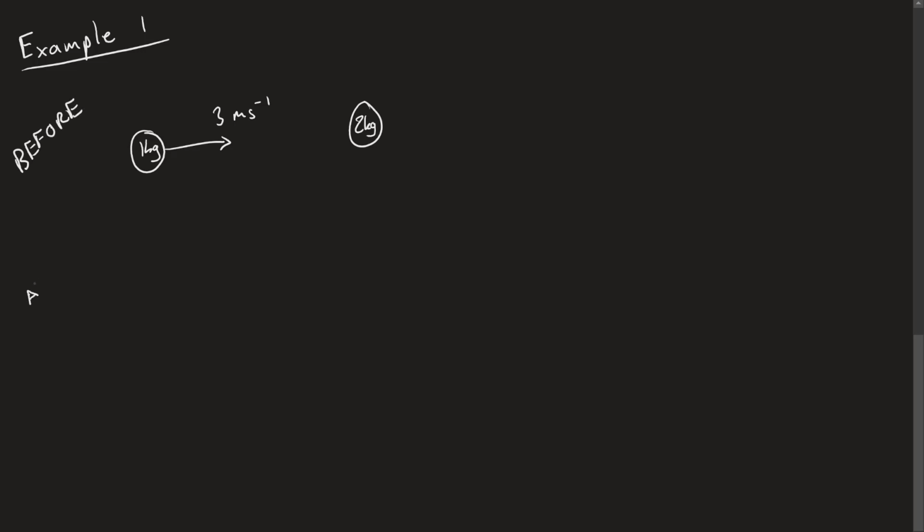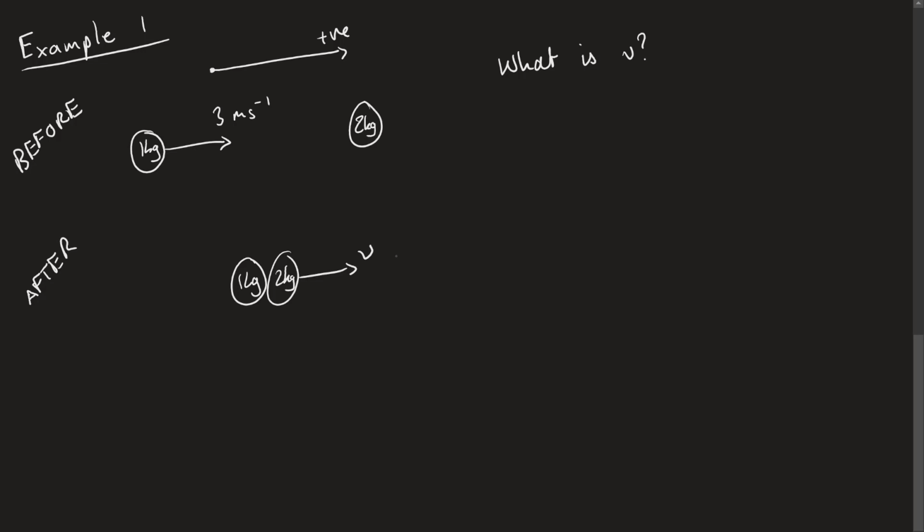Then after the collision, it collides with the ball, and these 2 balls stick together and they both move at some velocity v meters per second. Okay, now I'm going to define this direction to be positive, and the question will ask you, what is v? So what is the velocity that they both travel at?